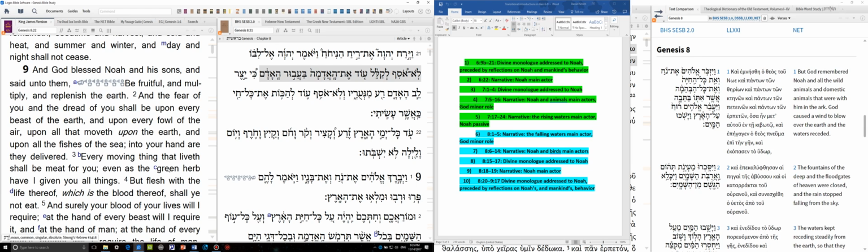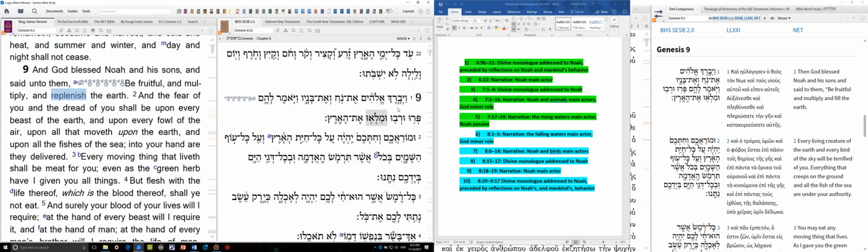The word replenish there is really not a good English translation of what it actually says. It actually says, and fill up the earth. See if we highlight it here. Our correspondence over here is umilu, which means to fill up, taken from the root word malah, which means to fill up or to bring fullness. Verse 2. Watch what else he does. "And the fear of you and the dread of you shall be upon every beast of the earth, upon every fowl of the air, upon all that moveth upon the earth, and upon all the fishes of the sea. Into your hand are they delivered."